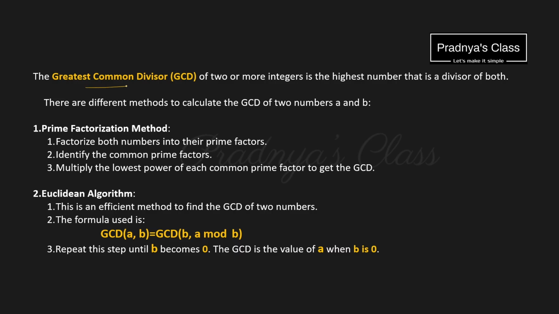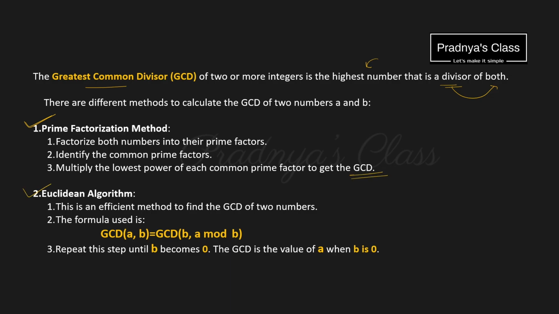GCD means greatest common divisor. It is the highest number which will be a divisor for both the numbers. There are actually two different methods to calculate GCD. We have studied this method. It is known as the prime factorization method, in which we find out the factors and we multiply the common factors from both the numbers. So that will be the GCD of both the numbers.